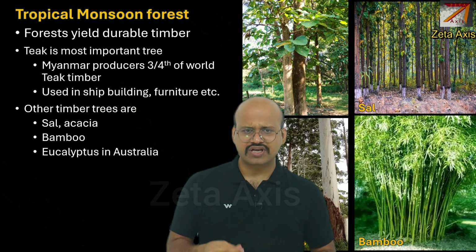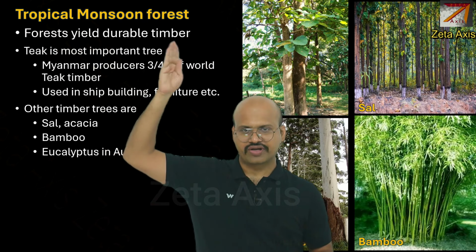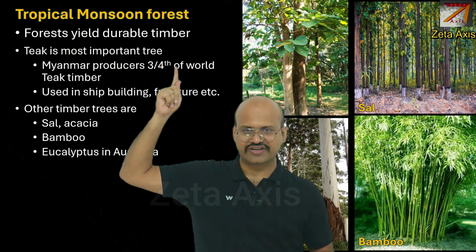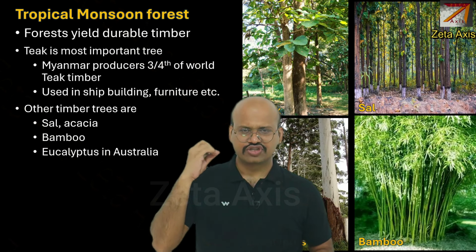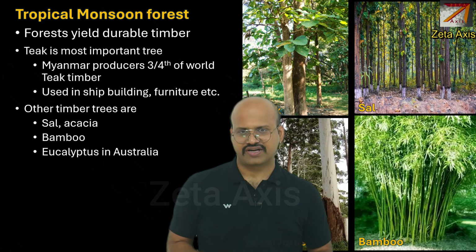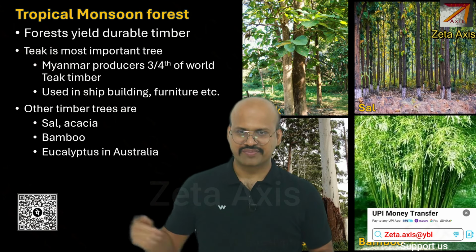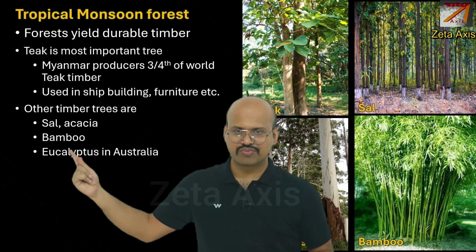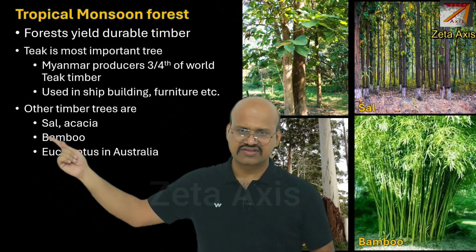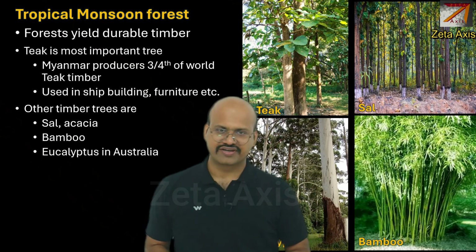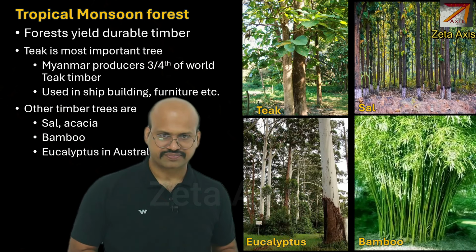Now even the tropical monsoon forests also give timber which is very durable. Teak is the most important tree from tropical monsoon forests. Its timber is used in shipbuilding and furniture building. There are other trees which are also important for giving their timber: sal, acacia, bamboo and eucalyptus, especially in Australia. Remember, teak and sal are the two most important timber producing trees of tropical monsoon climate.